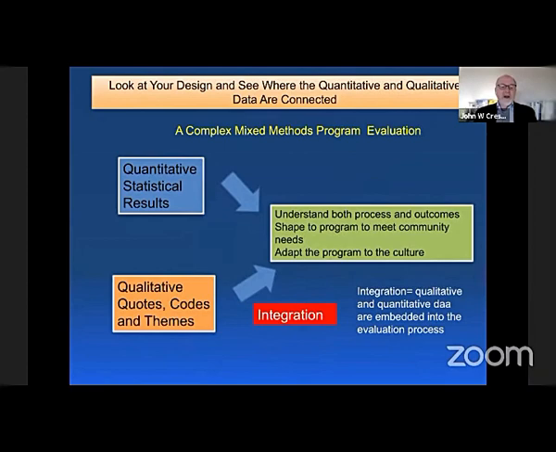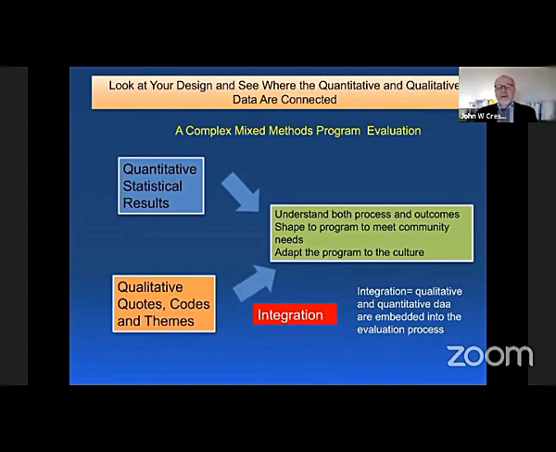And in these complex designs, integration occurs where you put the quantitative and qualitative together. I showed you in that participatory action research project, the circle of steps, and there were places where both quantitative and qualitative were being combined. So you're integrating at specific steps in your complex process. This is an example of a program evaluation.